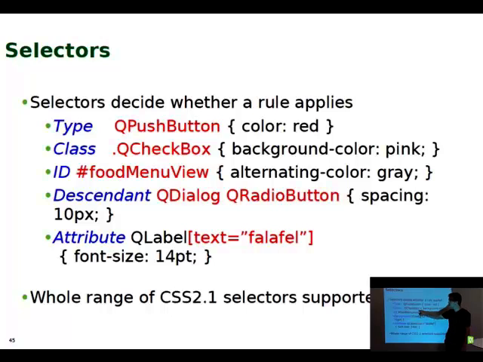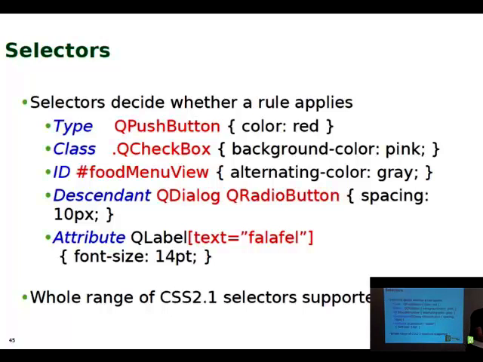I can match only for the class. So this will match only checkbox and not the classes that inherit from it. Or I can match on an ID. So if I give the name foo menu view to some menu view, that will match exactly that button. This will match both. This will match all the radio buttons that are embedded in a QDialog. Or I can match on some property, on some types. So for example, only those which have that text.